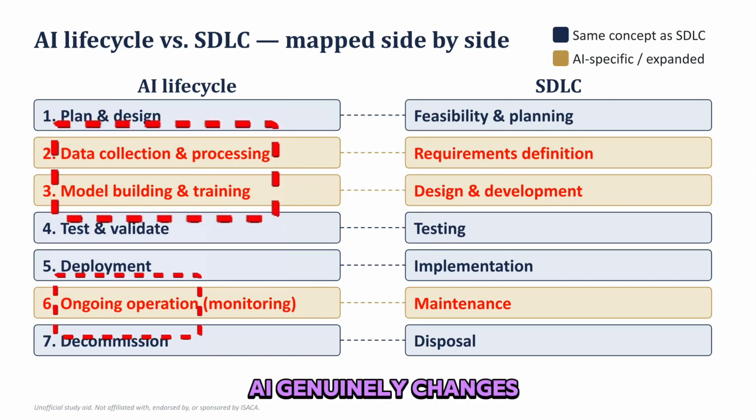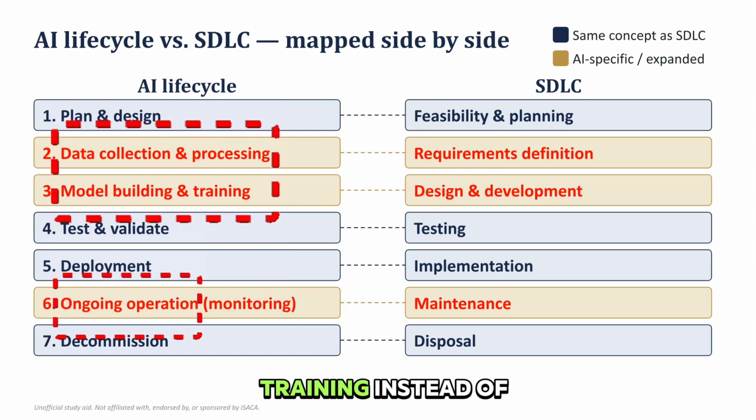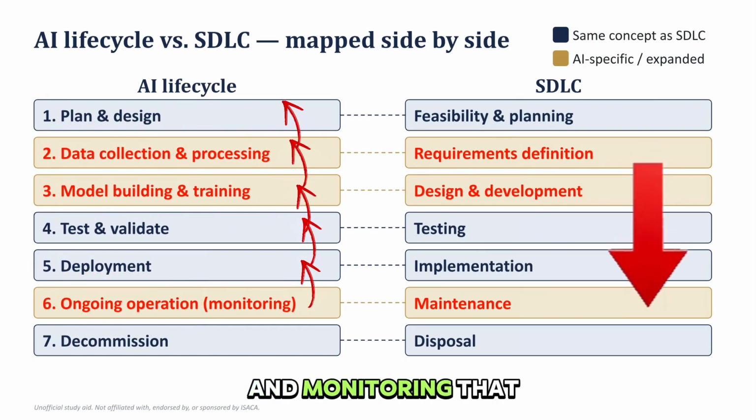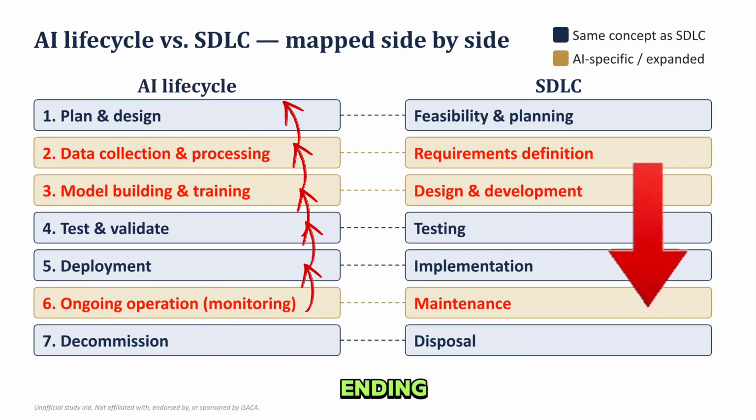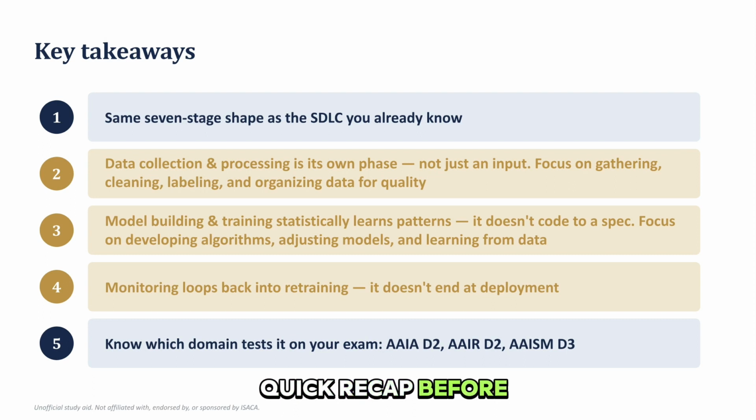3 are where AI genuinely changes the game: data as its own phase, training instead of coding, and monitoring that loops instead of ending. If you remember nothing else from this video, remember those three. Quick recap before we test you.